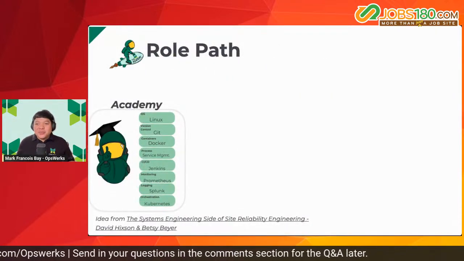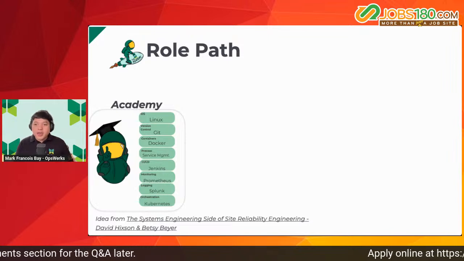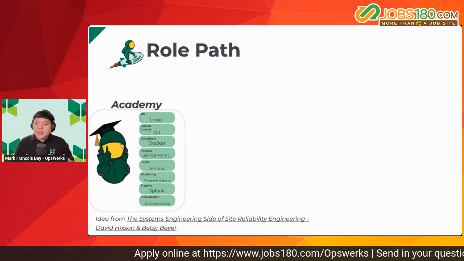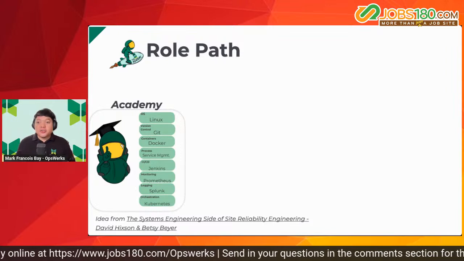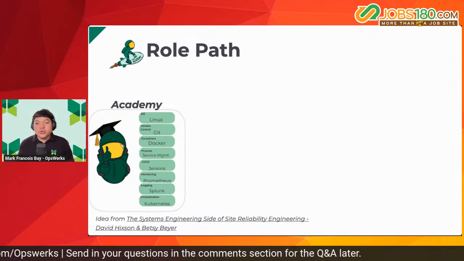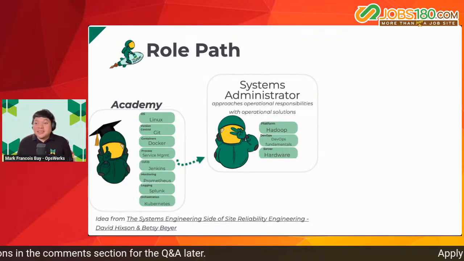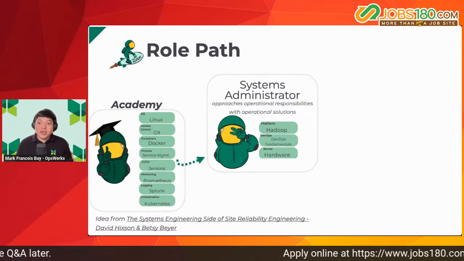In Academy, you will learn different technologies on different domains. So you will learn Linux, Git, Docker, and other technologies in monitoring, logging, and orchestration. These are the technologies that you will be exposed to as you begin your production support experience. Once you graduate the first 3 months, your role will now be a systems administrator. So this is one of the disciplines of SRE, and it will be your starting point.